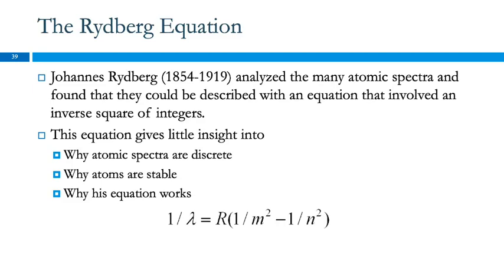But this is his equation. That 1 over the wavelength equals a constant times 1 over an integer squared minus 1 over another integer squared. And he could use that to find all of these different wavelengths.